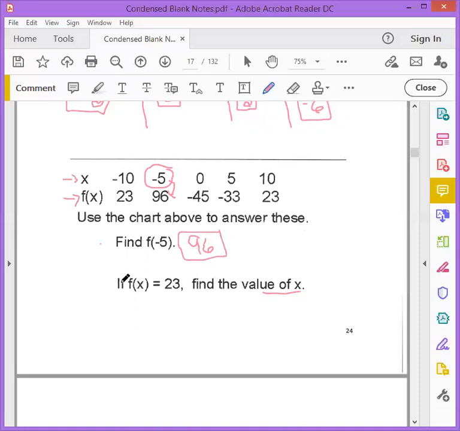Now, if we're given the value of the function, so we're looking at the second row, and the value of the function is 23, what is the x coordinate? Let's look and see where we see 23 for f of x. We see it in two locations. Therefore, we could have two possible x coordinates. X could be negative 10 or positive 10. We could simply write plus or minus 10.